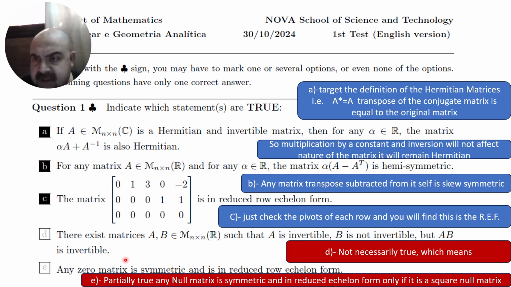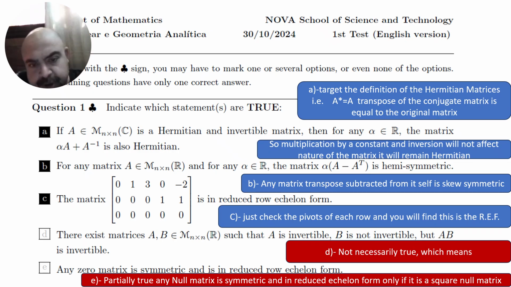just don't answer from the gate. Just think thoroughly and try to choose your alternatives very well. Yes, any zero matrix is symmetric, that's okay, and is in reduced echelon form, that's also okay, but under one condition: it is a square matrix. So as you can see, even for the right statements or the wrong ones, you will have to read them carefully. Some of the statements will be obvious for you. Others, half of the statement is correct and the other half is not correct, or it can't be generalized. So you should keep this in mind in all questions.